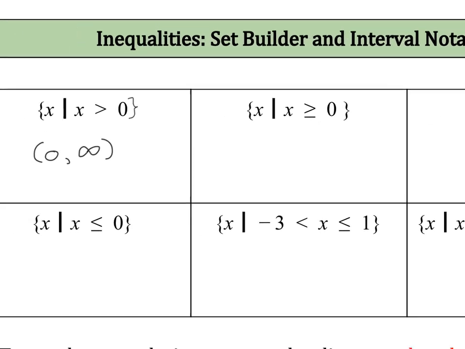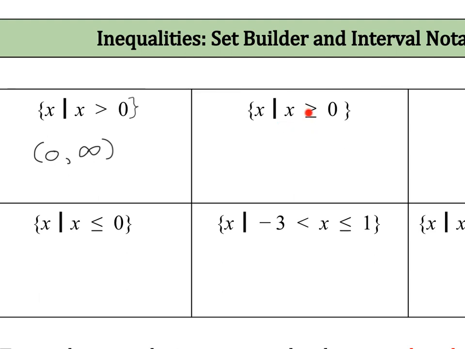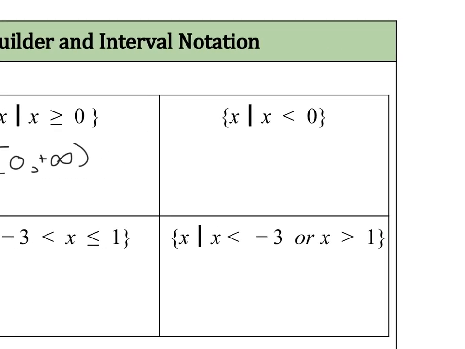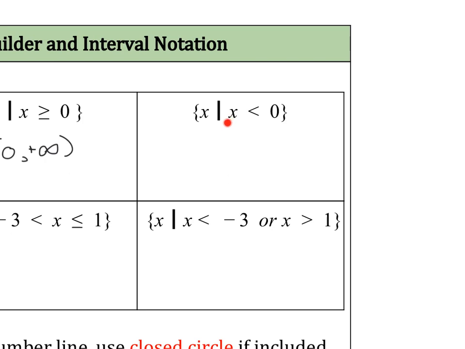If you have something like this, you'll see the only difference here is that we have greater than or equal to. Again, we go low to high. Our lowest value will be 0, our highest value will be infinity. However, this time it's greater than or equal to, which means 0 is included, so we do a bracket, but infinity is never included, so we do parentheses. You might also see it written as positive infinity, but it is implied if you don't see the plus sign that it's positive infinity.